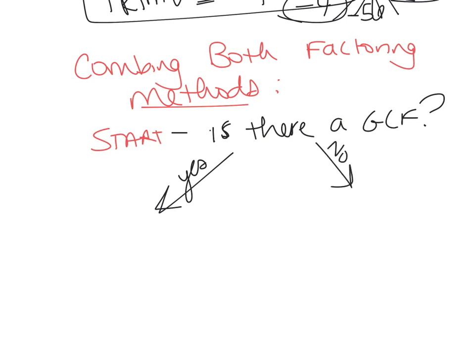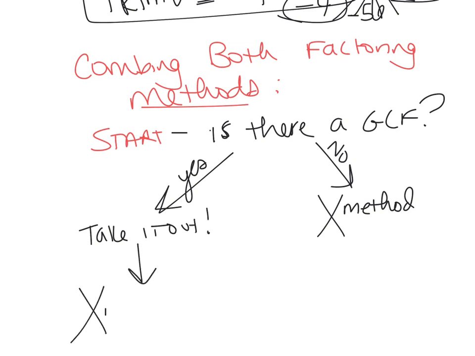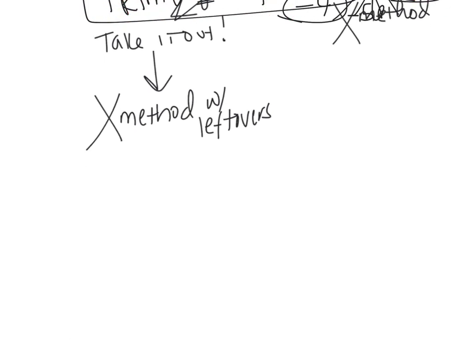If you say no, that's what we've been doing, you now do the X method. And then you're done. If you say yes, you're going to take out the GCF, just like we've been doing before, and then you're going to do the X method with the leftovers. Okay? So your X method is always your last resort. That's always the last thing you want to be able to do. So let's look at some problems.